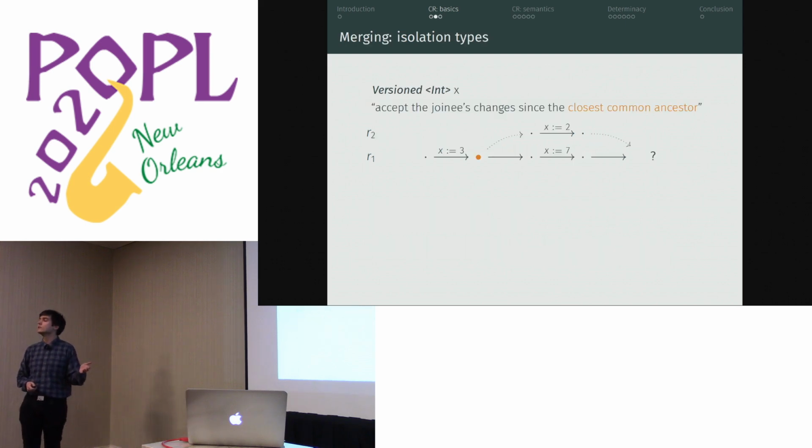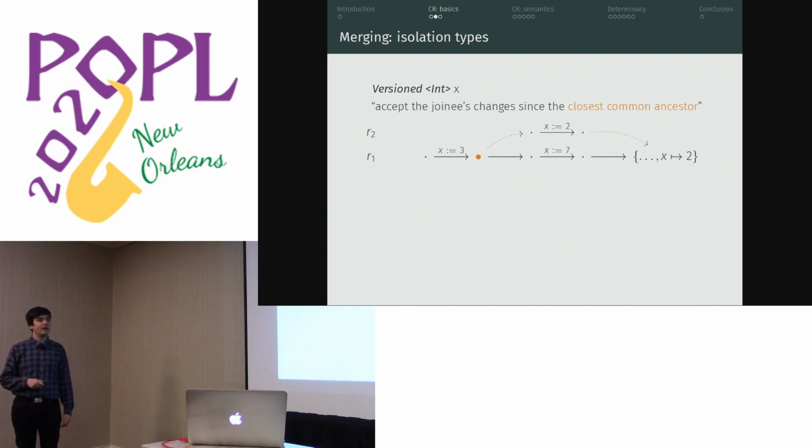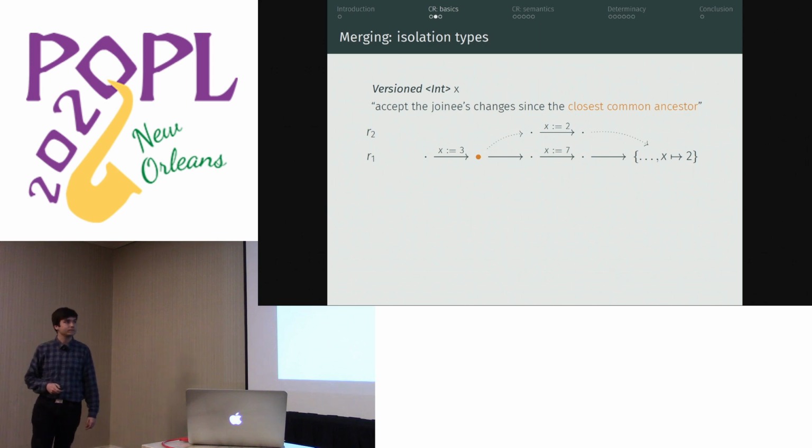In this model, semantic type annotations are used. So rather than saying X is an integer, you say, for instance, that it is a versioned integer, where the meaning of versioned roughly means accept the changes of the joinee since the closest common ancestor in this revision diagram. So in this case, we would accept the 2 here, and X will be 2.